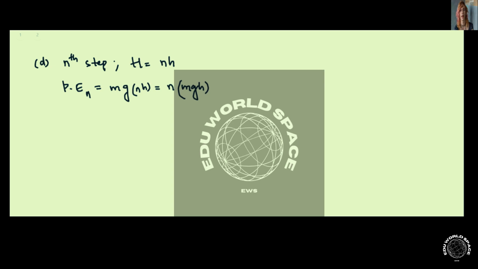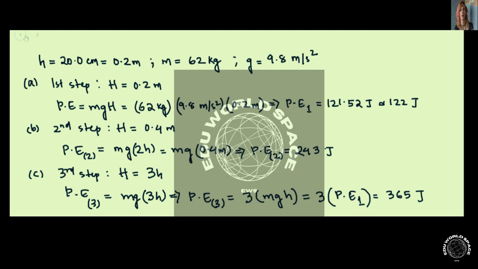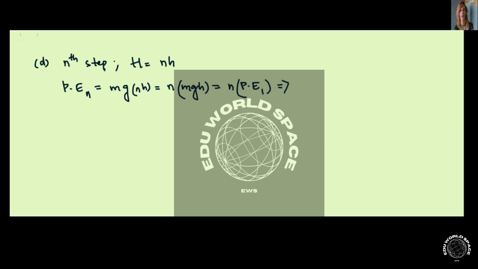And this is the value of the potential energy of the person when he is standing on the first step. So the potential energy of the first step is 122 joules. So PEn will be 122 times n joules.